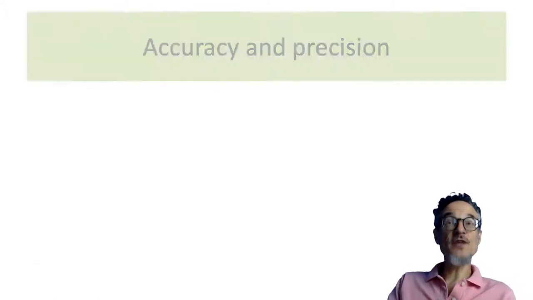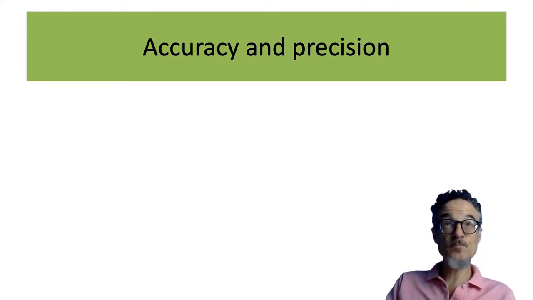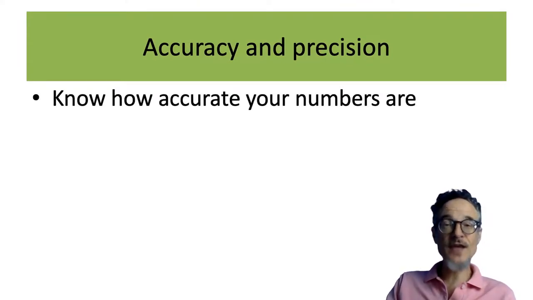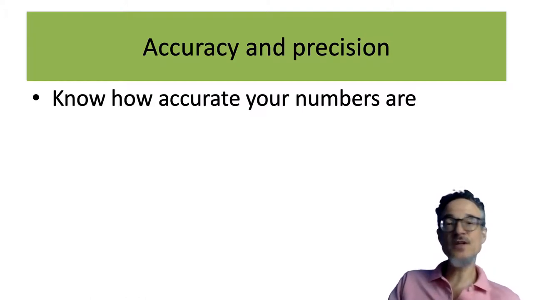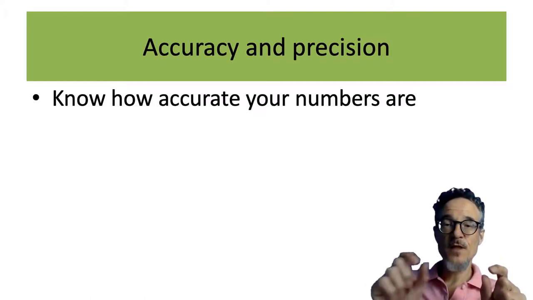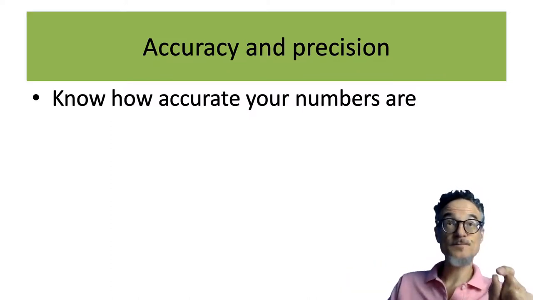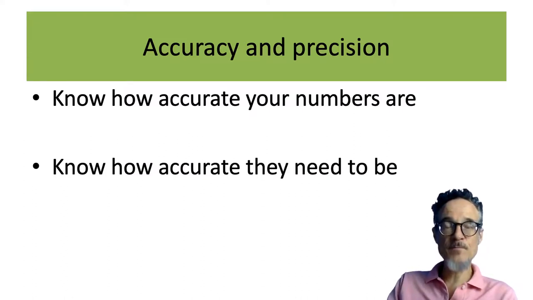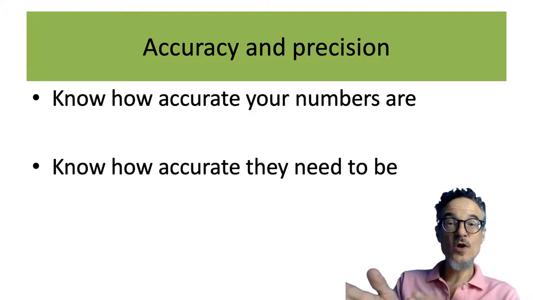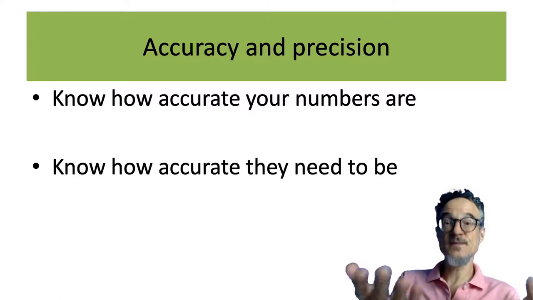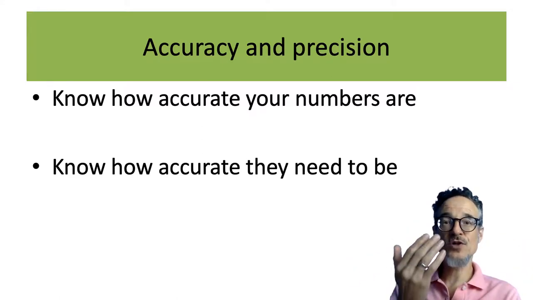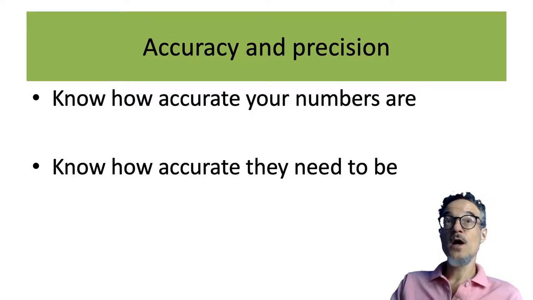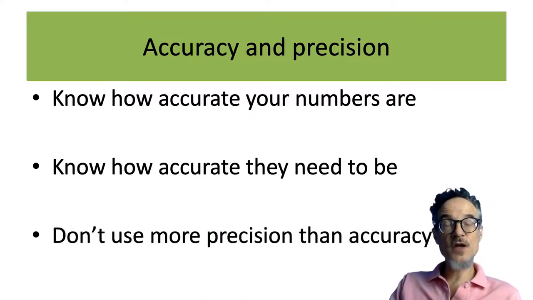And generally, when we're making calculations, it's very important to know how accurate your numbers are. If you put in a number that's not accurate, the answer is not going to be accurate either. And also think about how accurate your numbers need to be. Often if we're making a choice between two things, we need to know, is this more or is this more? We don't need to know exactly how much more it is, often. And when we're writing numbers, don't use more precision than accuracy.